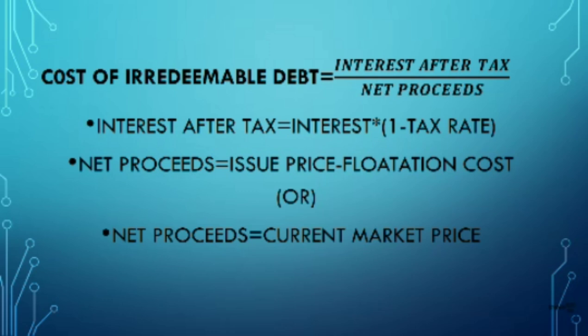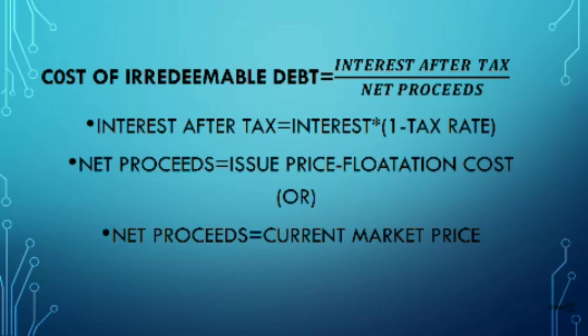So that is why we are using interest into 1 minus tax rate. Net proceeds means the amount collected by the company. The amount the seller receives after deducting all the costs and expenses is called the net proceeds.